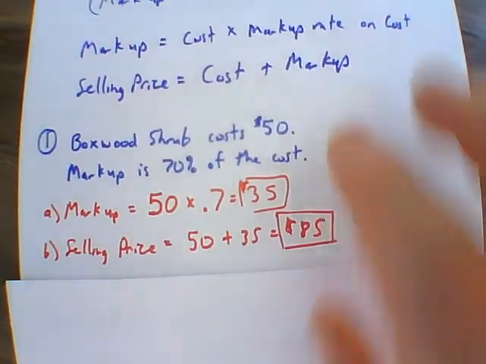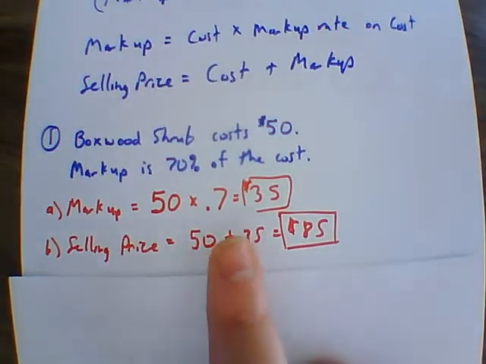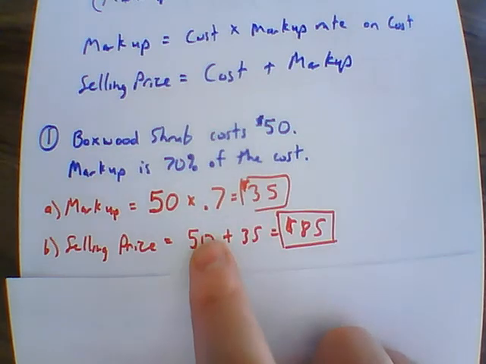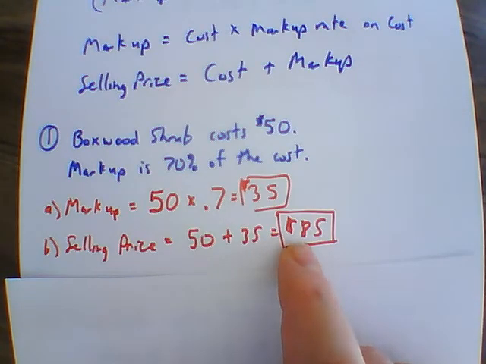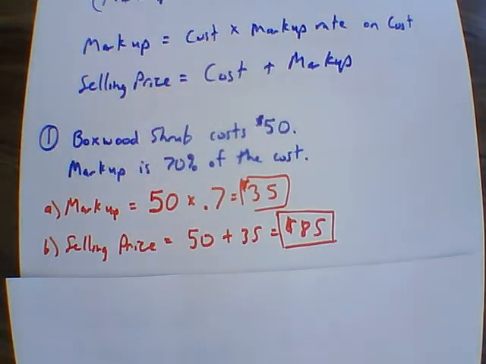Now for the selling price, we take the $50 that we paid originally for our business, plus our markup. So now we're going to sell it at $85 a shrub.